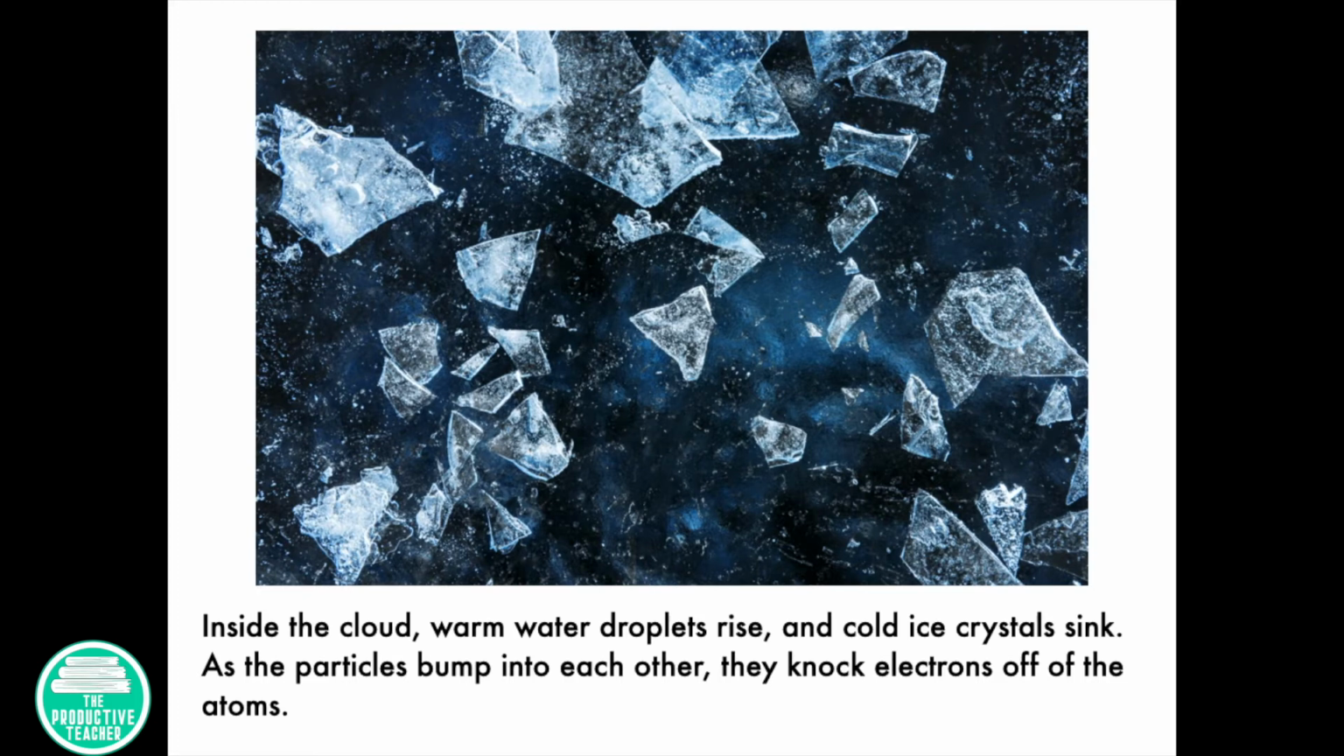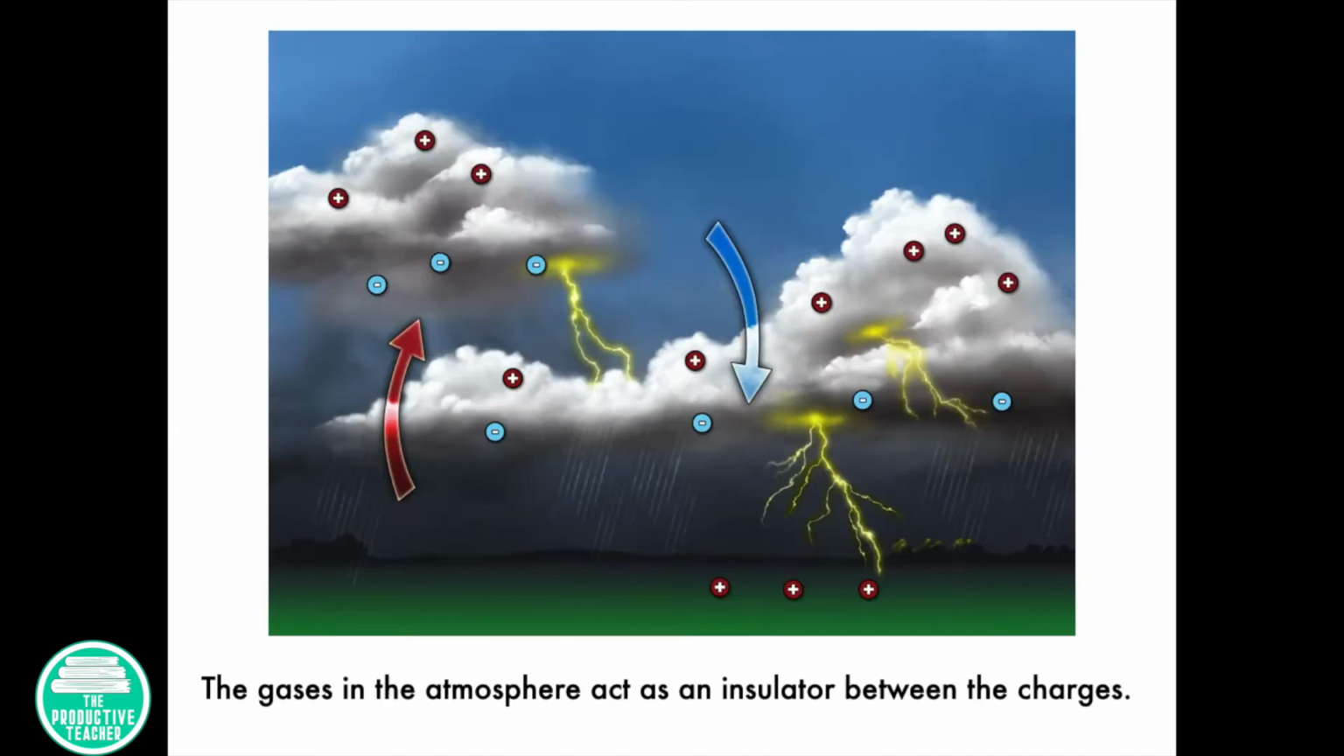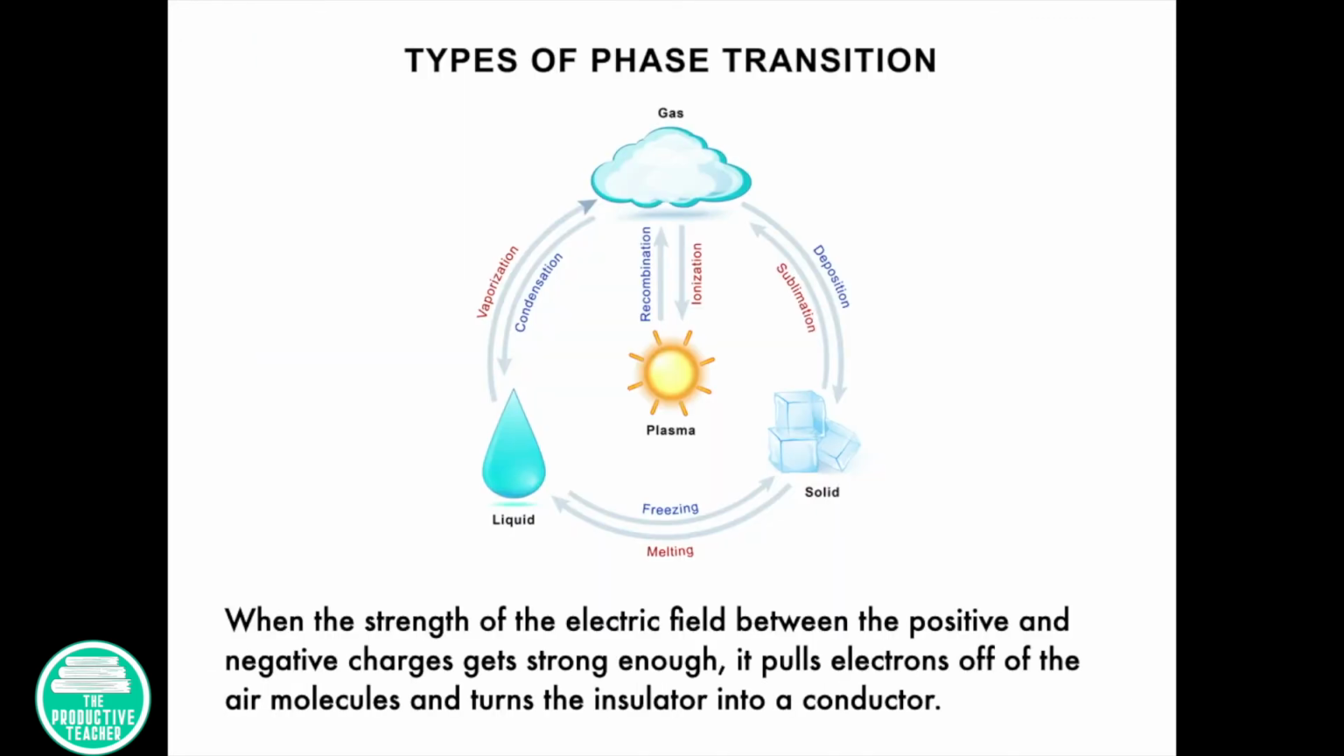As the particles bump into each other, they knock electrons off of the atoms. The positively charged water droplets rise to the top of the cloud, and the negative electrons fall to the bottom of the cloud. The gases in the atmosphere act as an insulator between the charges. When the strength of the electric field between the positive and negative charges gets strong enough, it pulls electrons off of the air molecules and turns the insulator into a conductor.